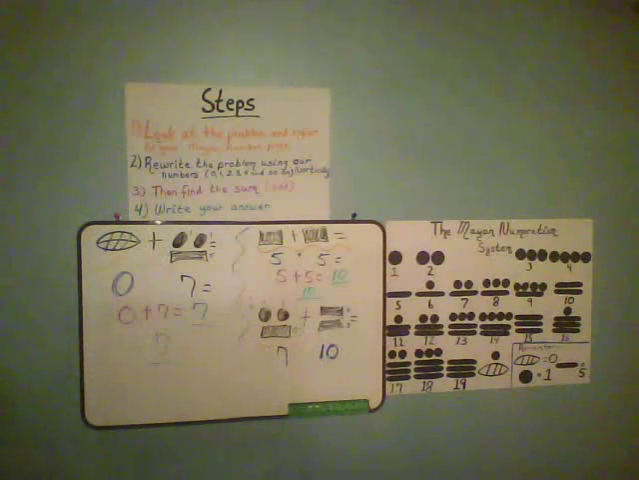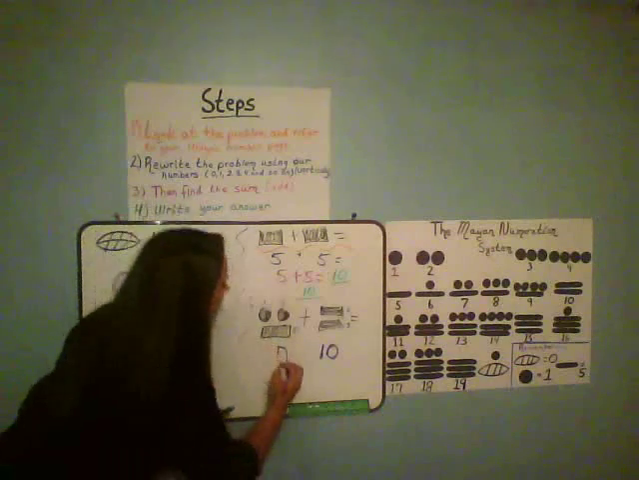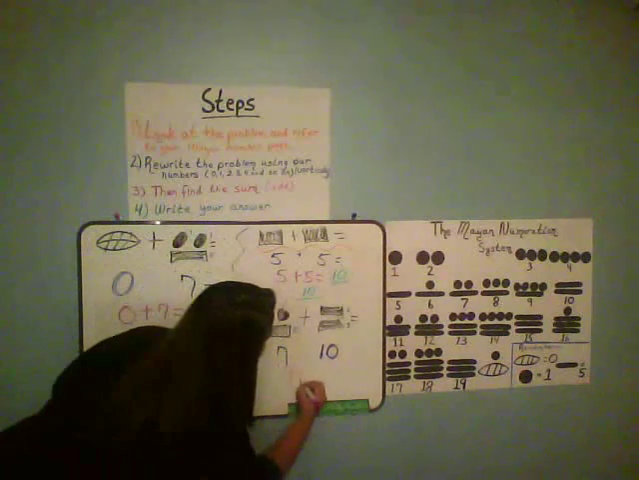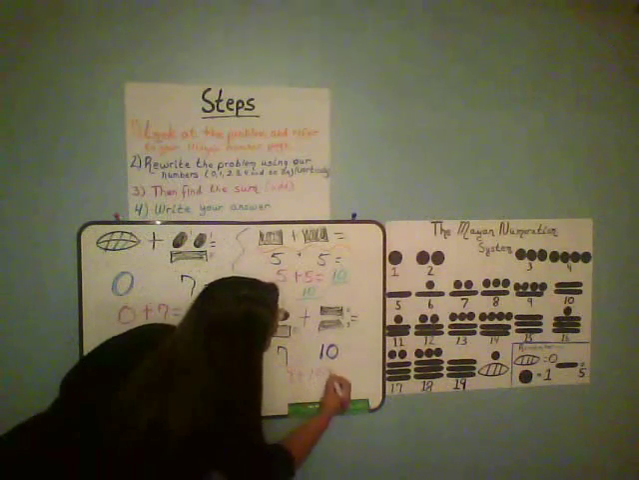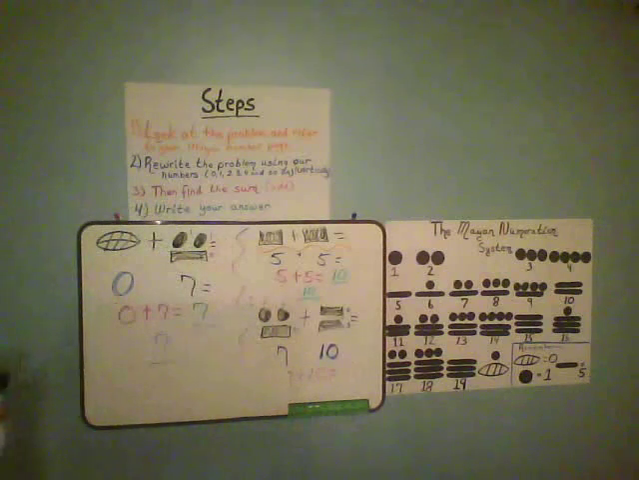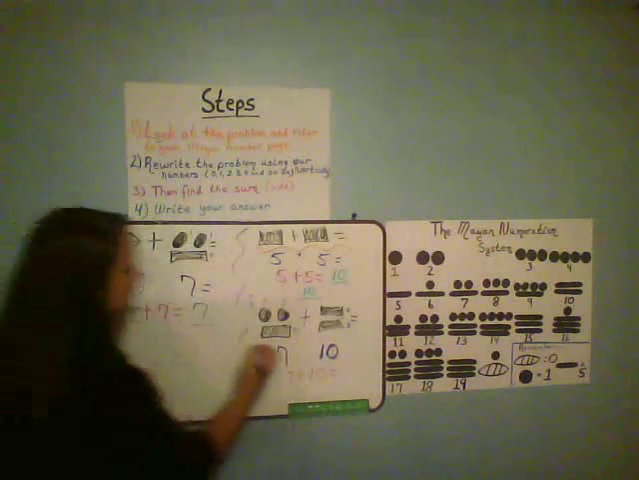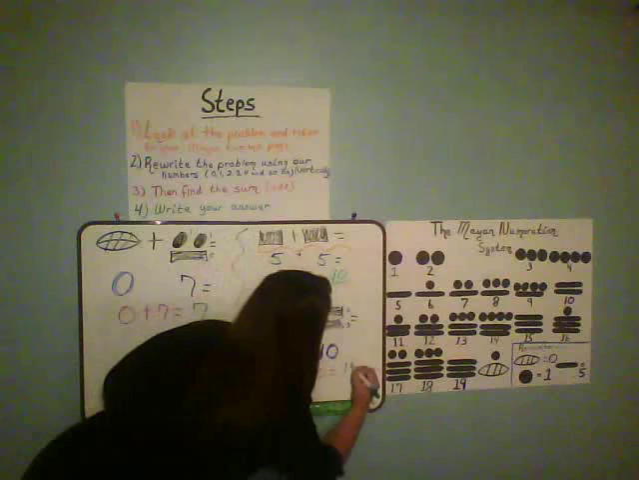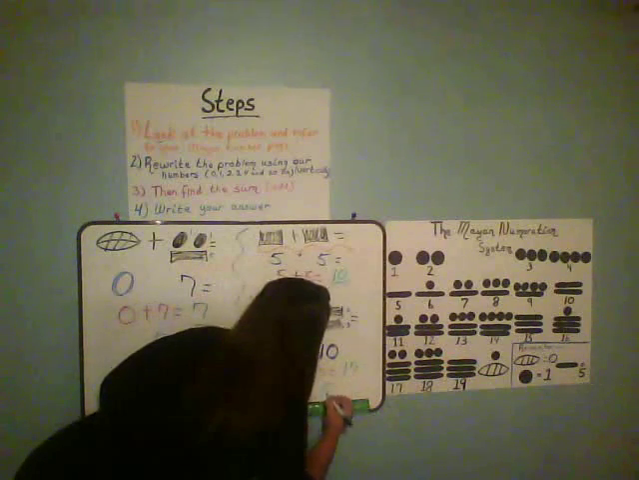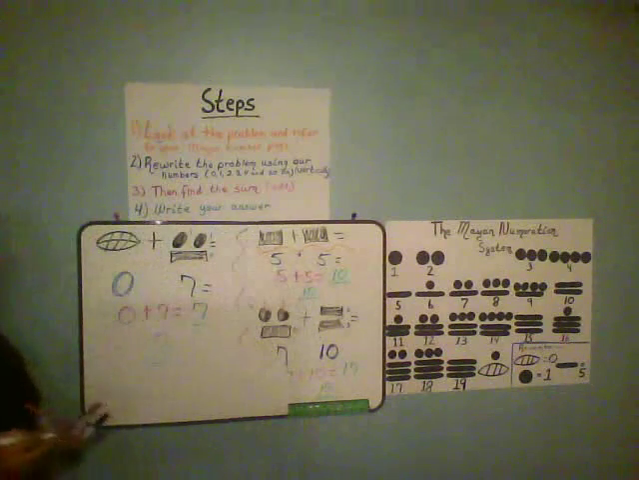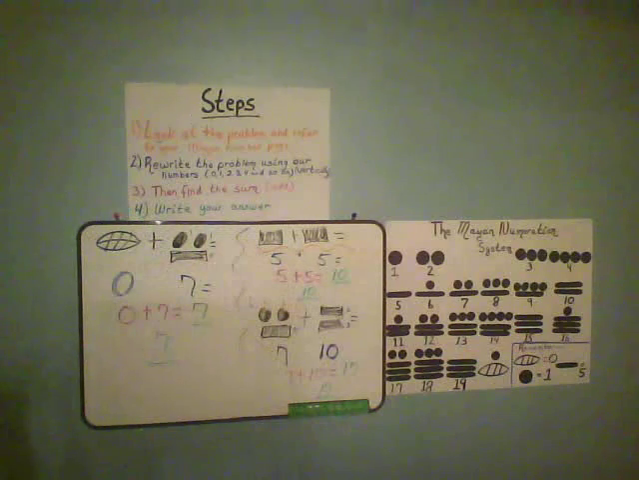Our third step is going to be find the sum. We're going to add, right? So 7 plus 10 equals what, class? 17. So our answer, our fourth step, is write the answer, and it is 17.